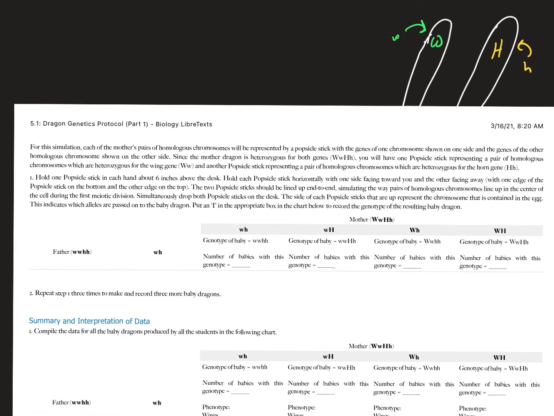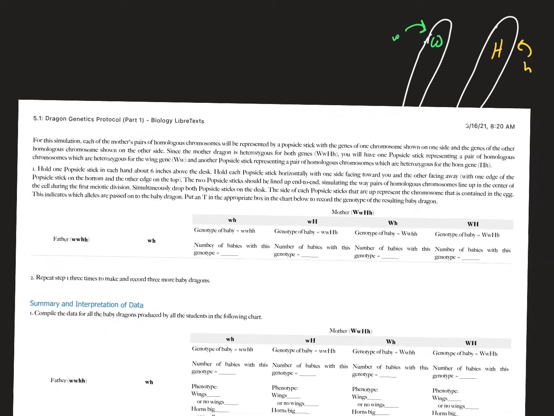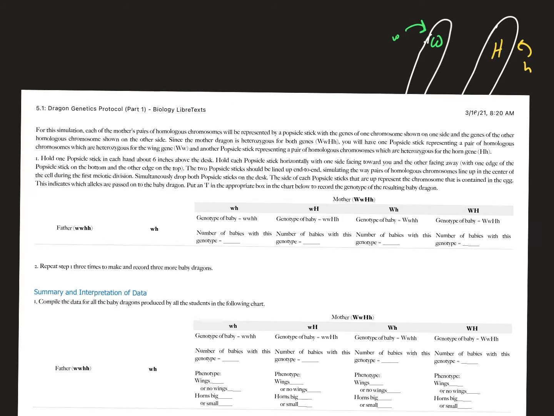Hold one popsicle stick in each hand about 6 inches above the desk. Hold each popsicle stick horizontally with one side facing towards you and the other facing away, with one edge of the popsicle stick on the bottom and the other edge on the top. The two popsicle sticks should be lined up end to end, simulating the way pairs of homologous chromosomes line up.